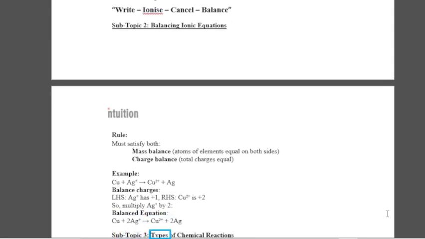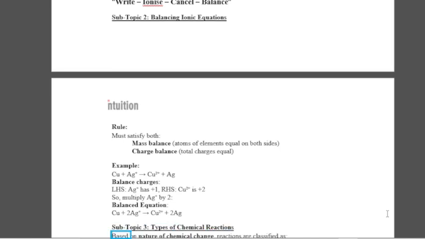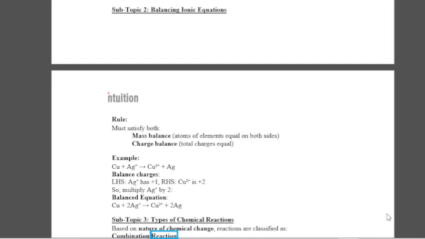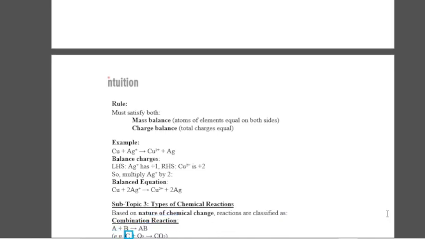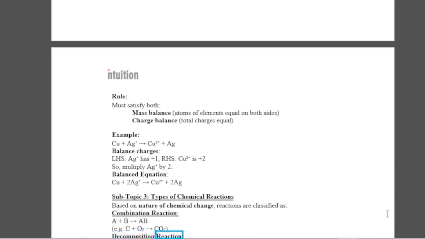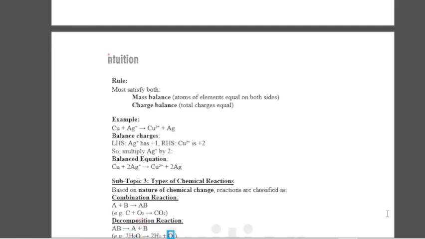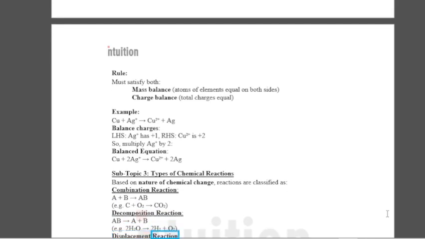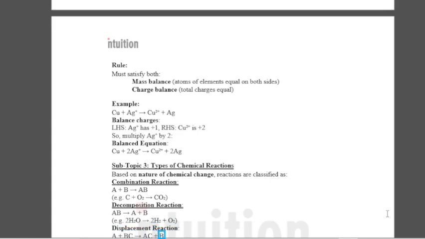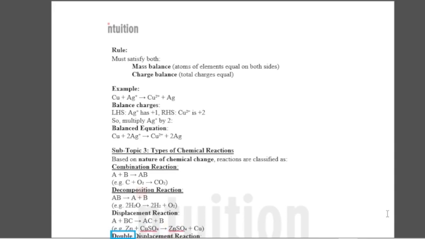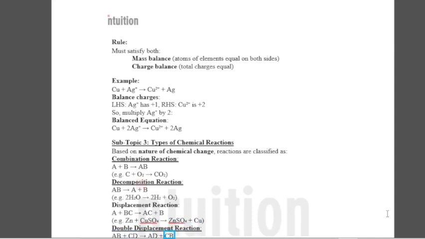Subtopic 3: Types of chemical reactions based on the nature of chemical change. Reactions are classified as combination reaction, A plus B gives AB, e.g. C plus O2 gives CO2; decomposition reaction, AB gives A plus B, e.g. 2H2O gives 2H2 plus O2; displacement reaction, A plus BC gives AC plus B, e.g. Zn plus CuSO4 gives ZnSO4 plus Cu; double displacement reaction, AB plus CD gives AD plus CB, e.g.